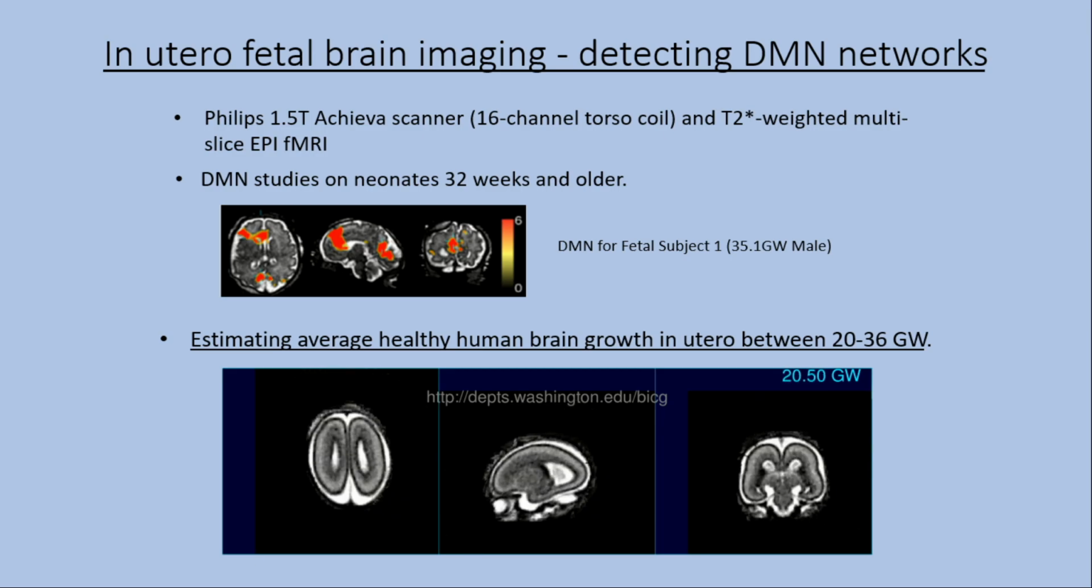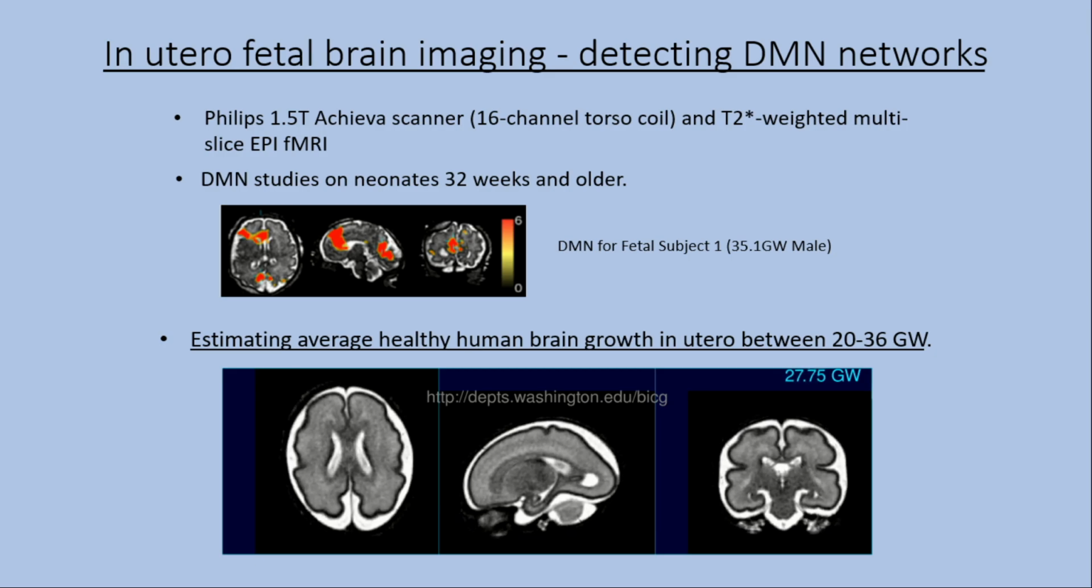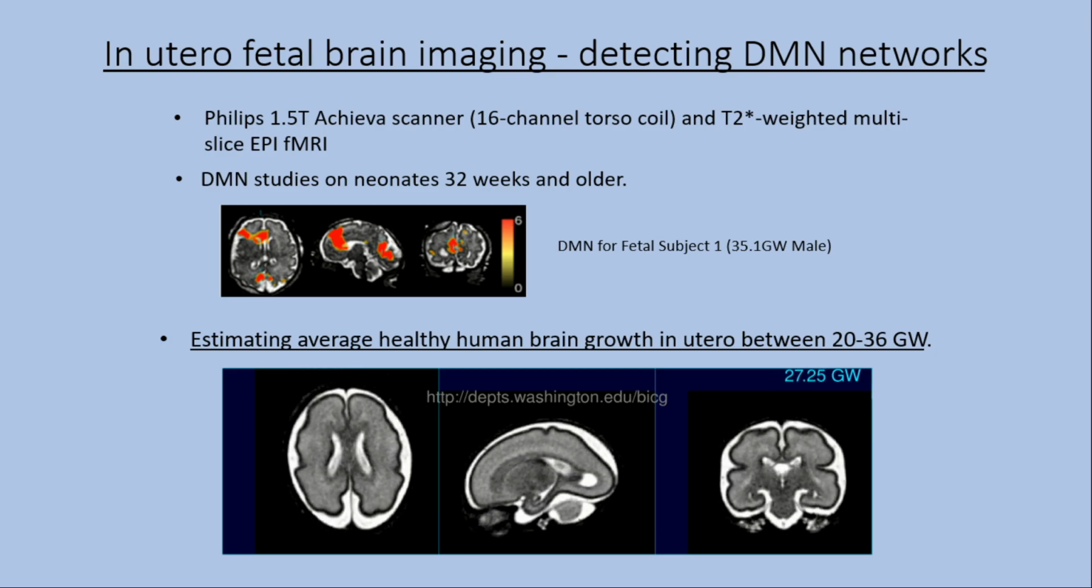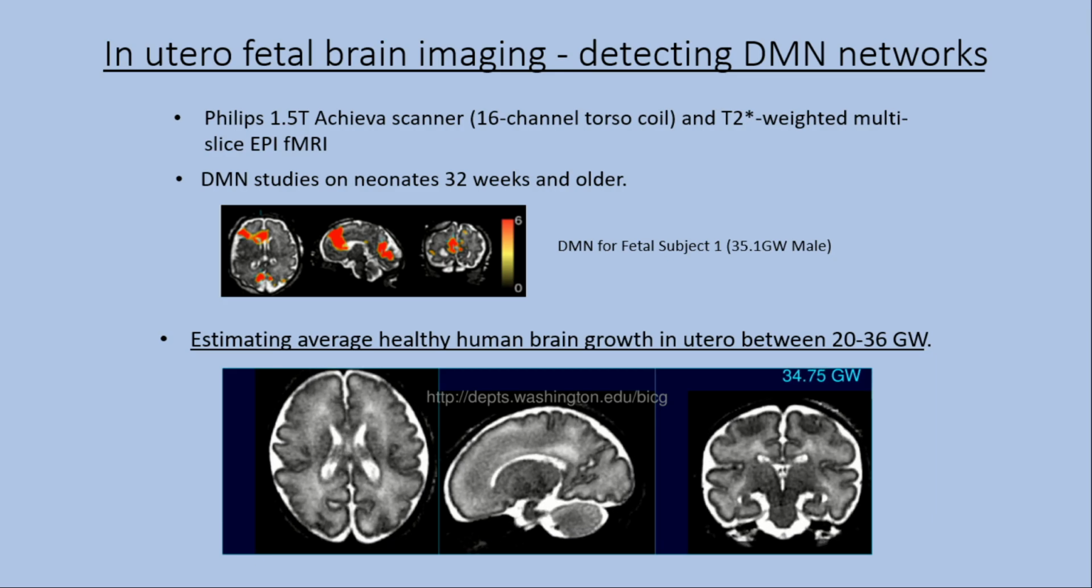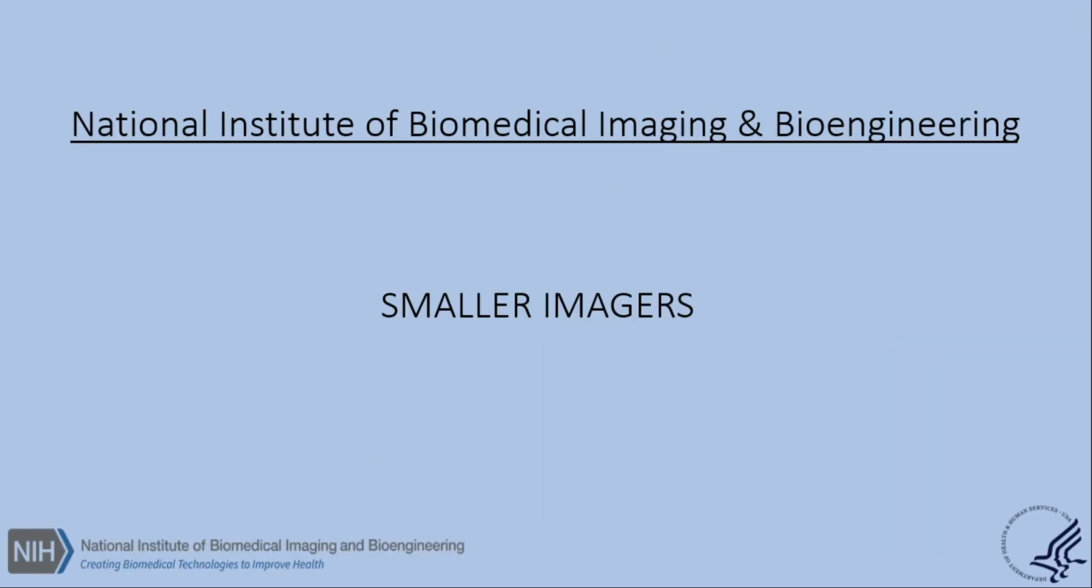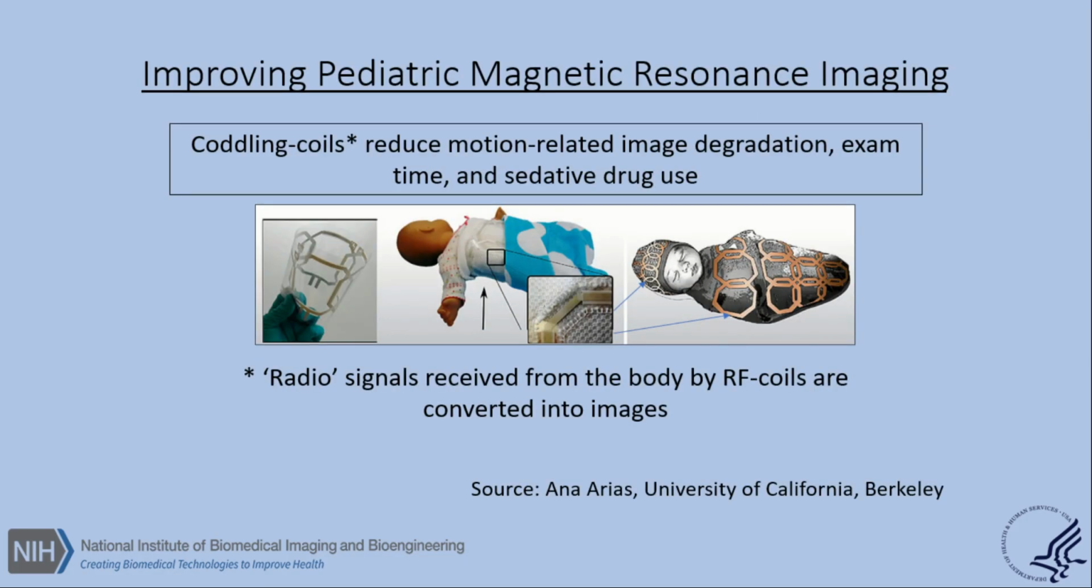But most importantly, they map out the default neural network, which is important in itself to study fetal brain development. So from that, we go to smaller scales. From the baby who's in the uterus to the baby who's now born and was moving all over the place, and we need to do an MRI scan.